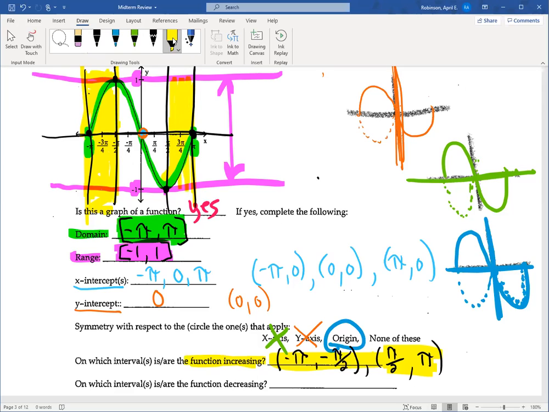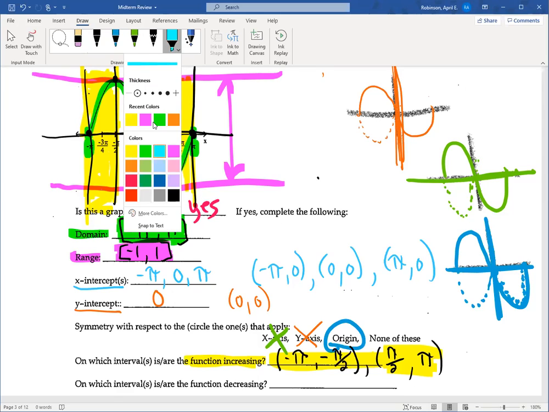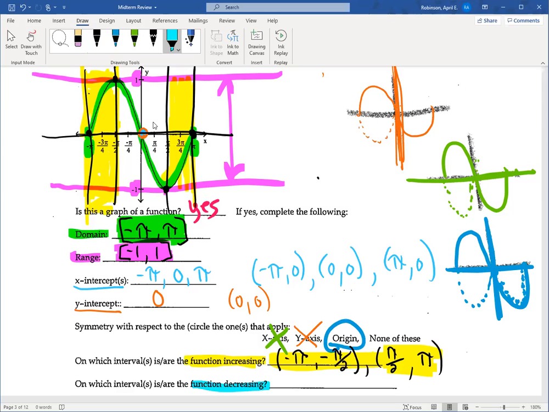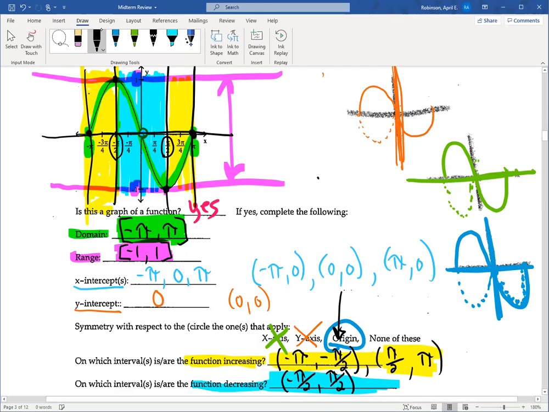And then when we're doing decreasing, where's the function decreasing? It decreases in between here. So it's actually this entire area from left to right. So for decreasing, it's just one interval, which starts at negative pi over 2 and goes to pi over 2. And if you look at your increasing intervals, right here, you've got negative pi over 2 and pi over 2. So the blue, this is actually in between those two because it goes yellow, blue, yellow. So yellow, blue, yellow.